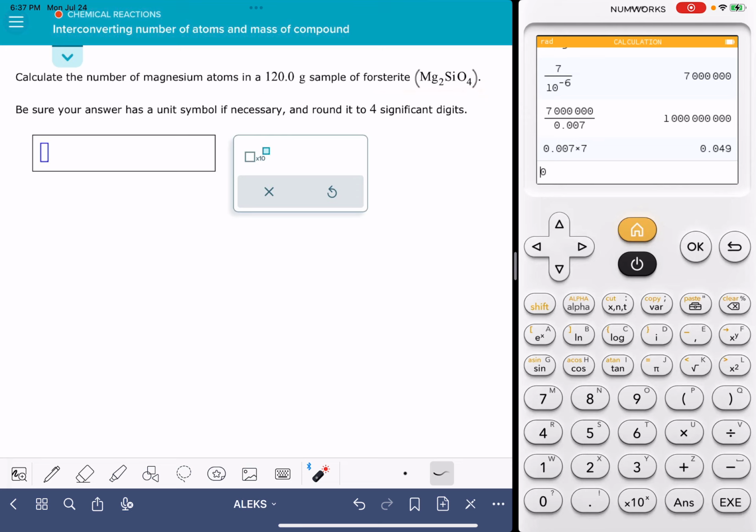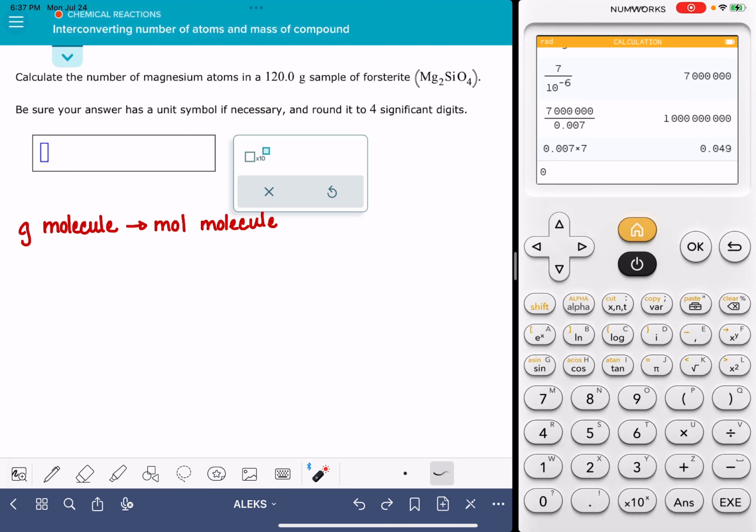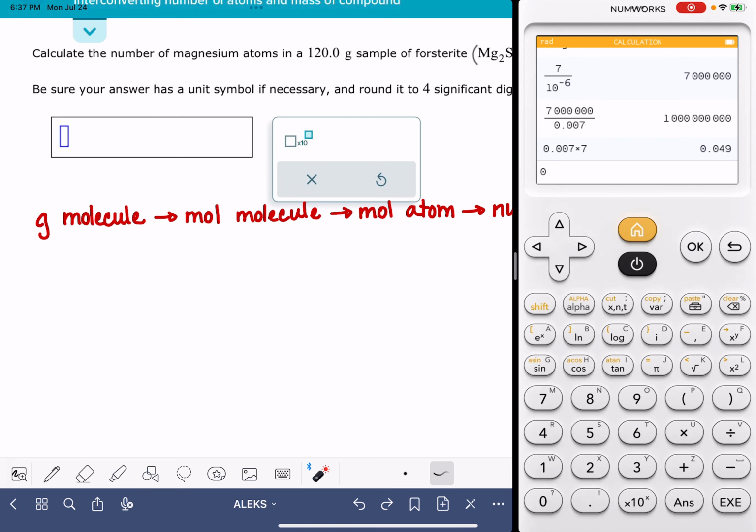This is the strategy that we're going to take. We're going to start with the number of grams of this molecule that ALEKS has provided to us. We are going to convert that into moles of that molecule using the molecule's molecular weight. And then we are going to convert the moles of molecule into the moles of atoms that ALEKS is specifically asking us about. For this problem, it's magnesium. And then from there, we're going to convert that into the individual number of atoms, which is more specifically what ALEKS is asking us to do. So let's just start working on this.